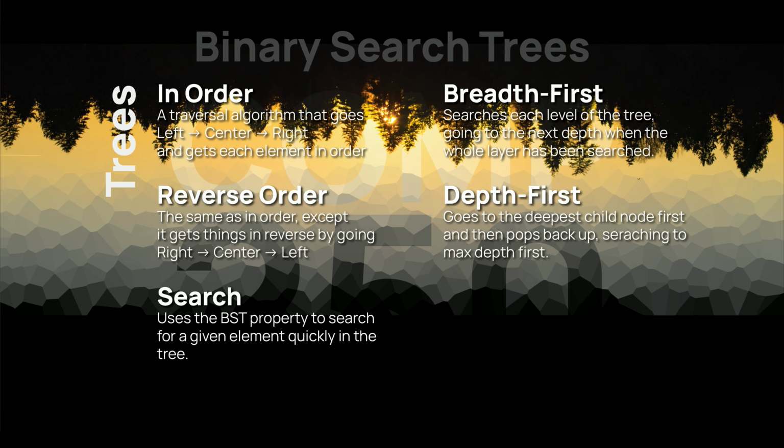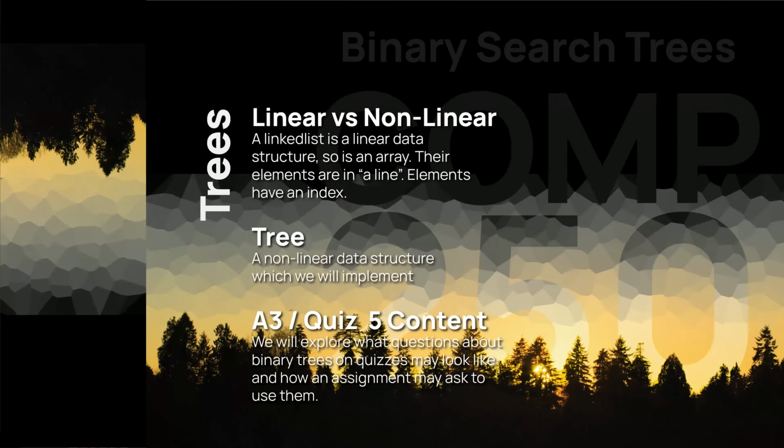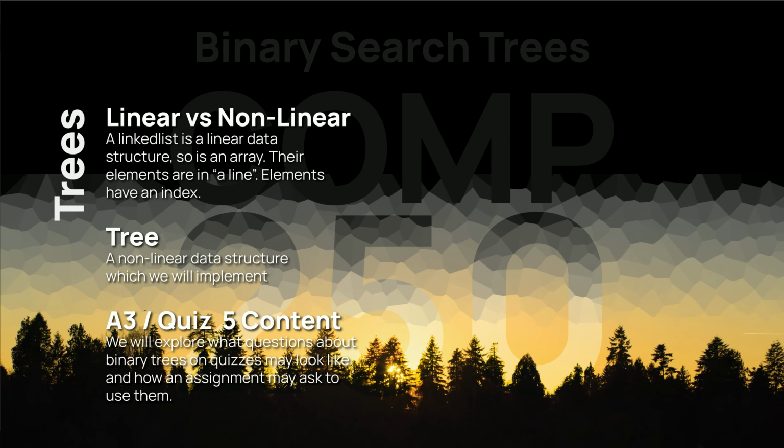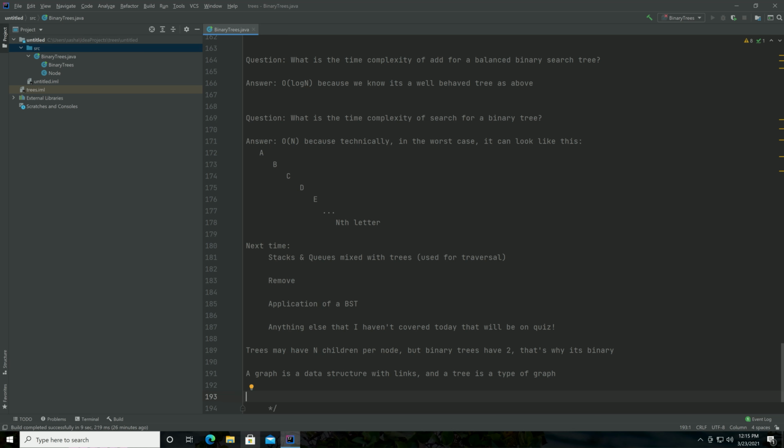Breadth first will search through the width of the tree, trying to get through each level of depth before it goes to the next one. And depth first will go to the deepest possible depth before iterating to the next. That should be most of the content we care about in terms of those trees.